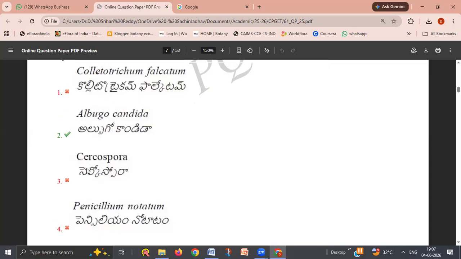And one more option given, Cercospora. These are all fungal pathogens: Colletotrichum falcatum, Albugo candida, Cercospora. In Cercospora, there are two species, Cercospora arachidicola and Cercospora personata, which cause tikka disease in groundnut. And Penicillium notatum is not a pathogen. It is very important for the production of the penicillin antibiotic. Penicillin is the antibiotic which was discovered by Alexander Fleming. He got the Nobel Prize for that.